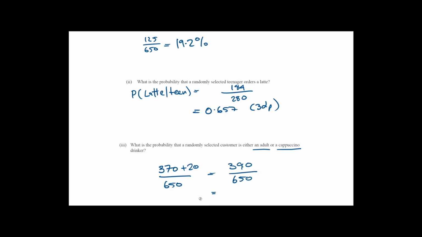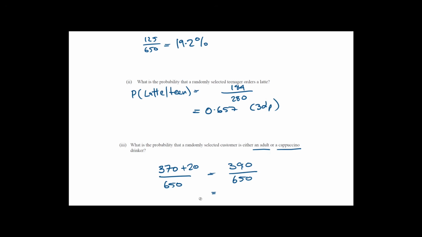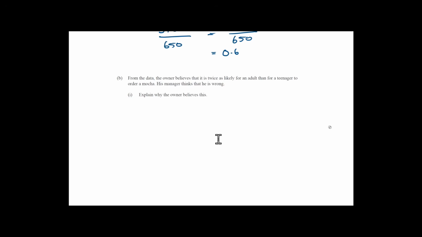You know the drill. Outcomes calculator. Oh, 0.6. Right, next question. From the data, the owner believes that it is twice as likely for an adult than a teenager to order a mocha. His manager thinks he is wrong. Explain why the owner believes this.